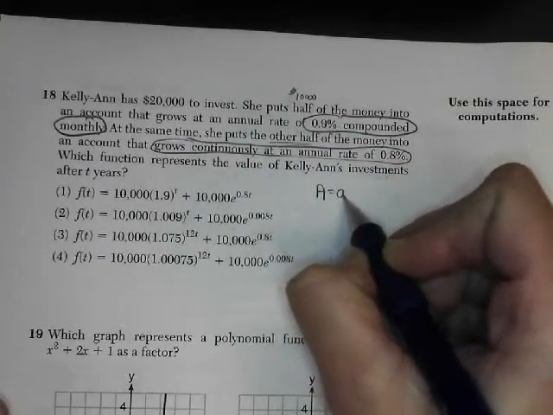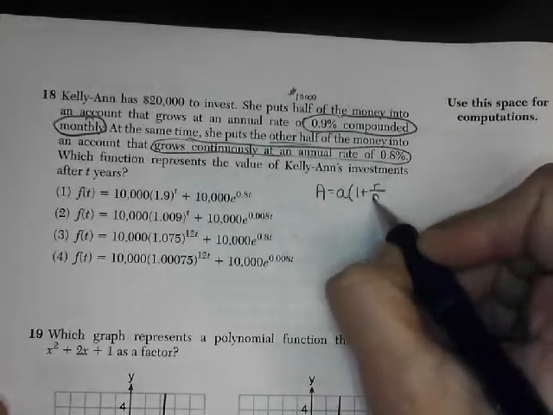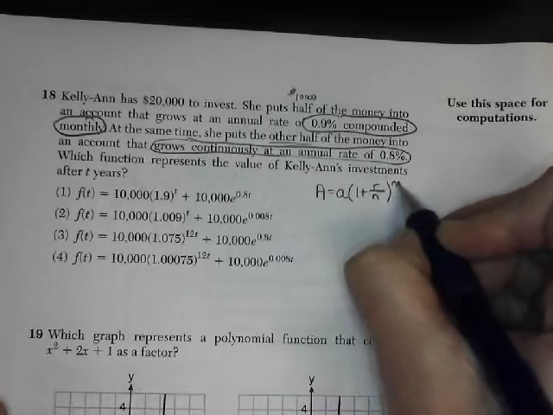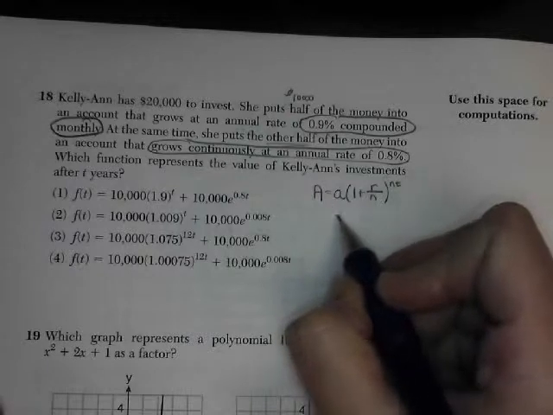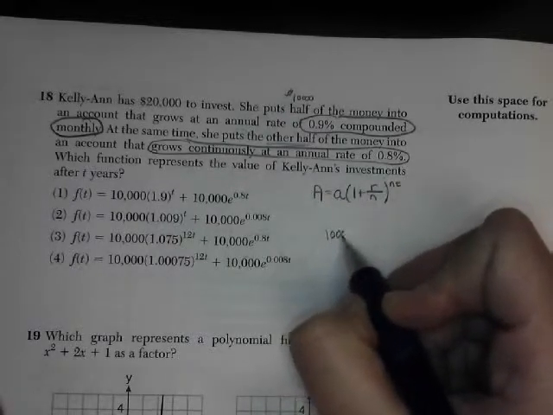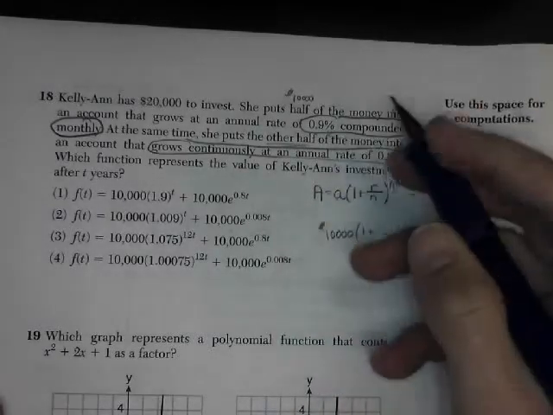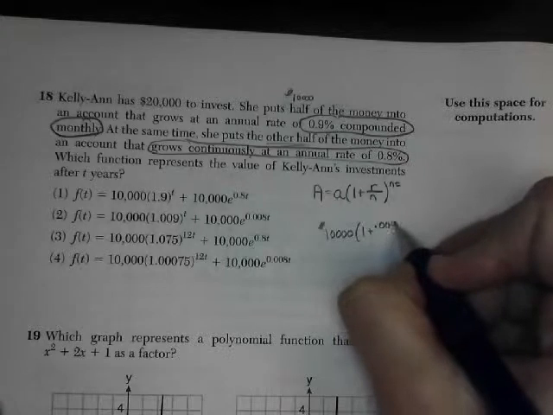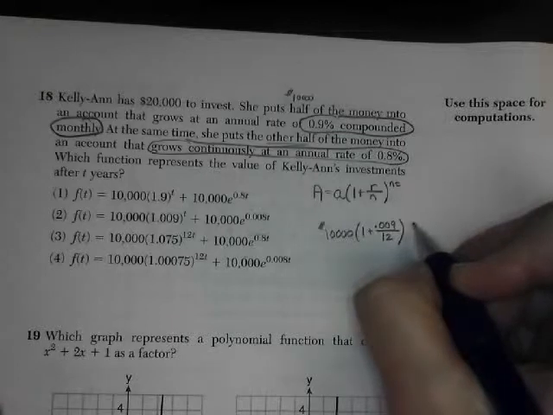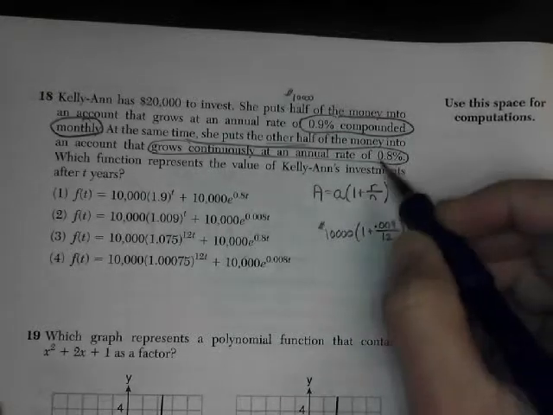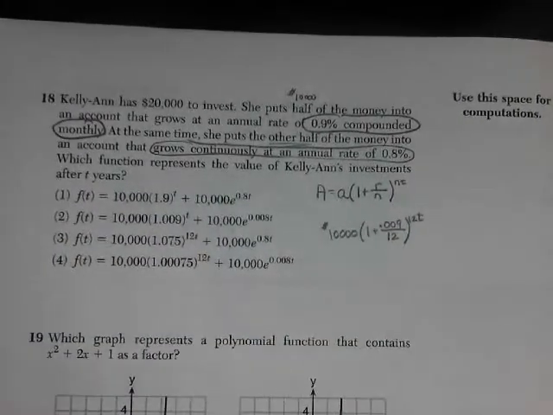So your formula is final amount equals initial amount, 1 plus your rate divided by n, that's the number of times compounded, to the nt power. So your first half has an initial amount of 10,000. 1 plus, now 0.9% is 0.009. Compounded monthly means an n of 12, to the 12, and we don't know how long we're waiting. It says how long will these be worth after t years, so 12t.